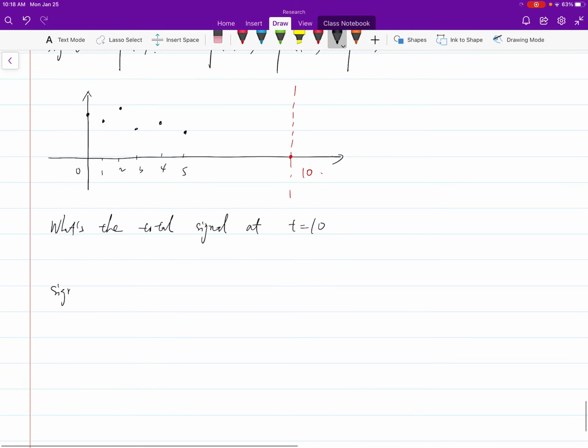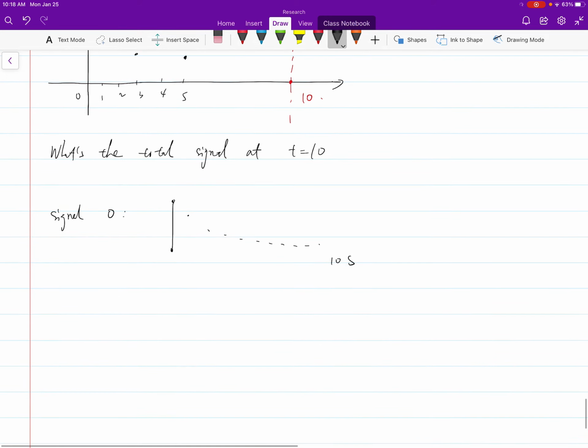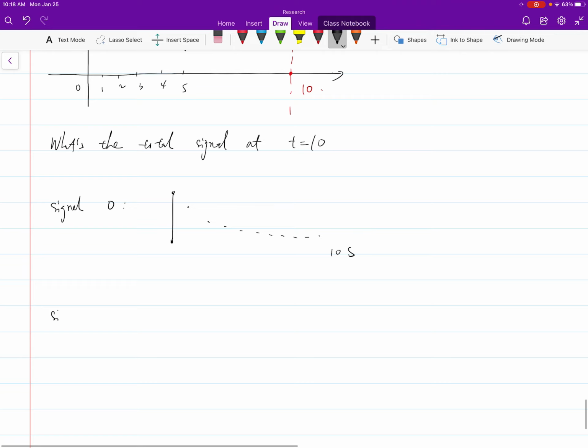So the first signal was here. Signal 1 was here. It was this strong. But then it decayed for 10 seconds until it reached 10. Let's call it signal 0, just to stay out of confusion.